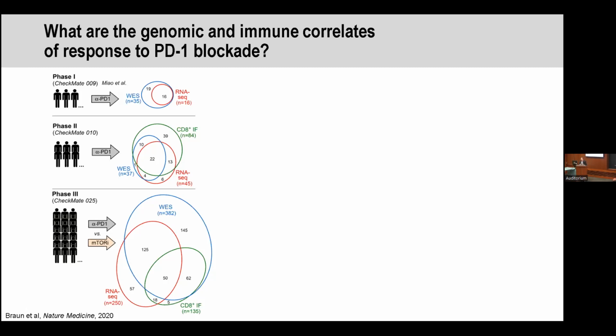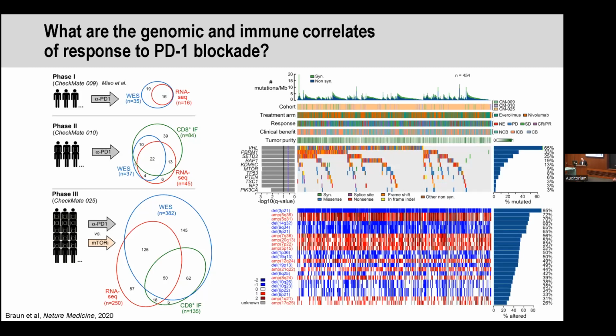Is that something that's specific for immune therapy, or is that something that's perhaps more prognostic that we see with all therapies, including one with an independent mechanism of action like an mTOR inhibitor? So we performed whole exome sequencing, RNA sequencing, and CD8 immunofluorescence to really look at the immune infiltration, the broad immune phenotype of these tumors. At the time, this was the largest genetic study of advanced kidney cancer.